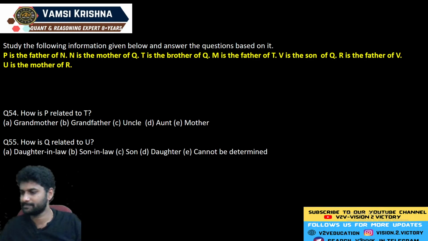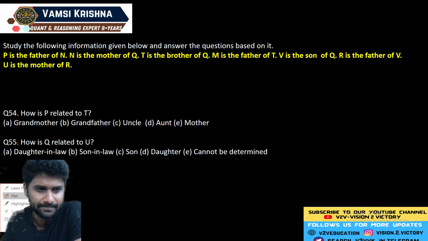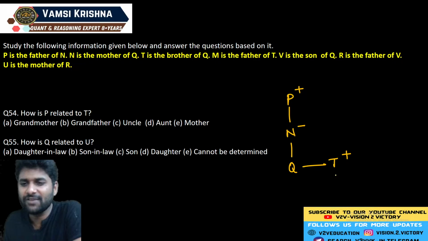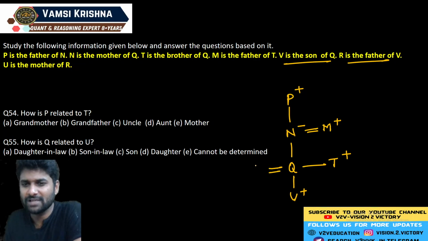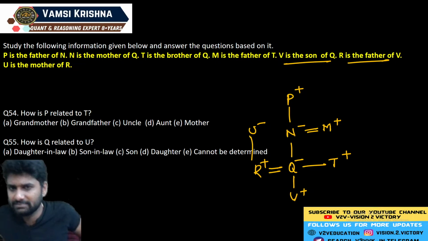Question from letter relations. Now see, P is a father of N. N is a mother of Q. T is a brother of Q. M is a father of T. So M is the husband of N. V is the son of Q. R is a father of V. So R is the husband of Q, and Q is the wife. U is a mother of R. We are done with the whole data and we will get all the genders also.